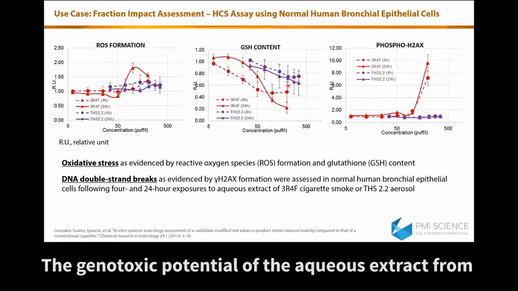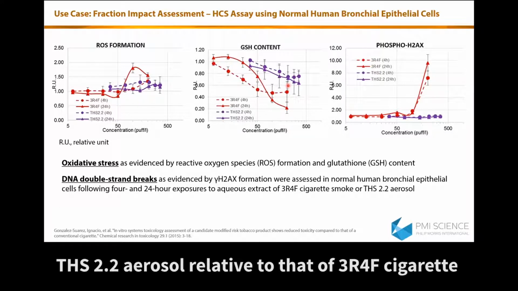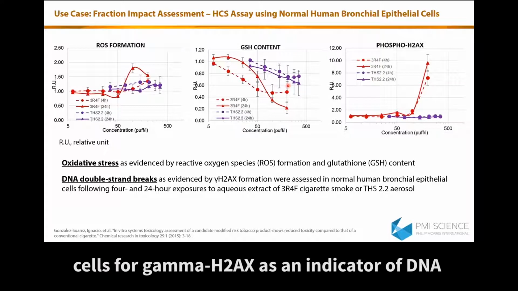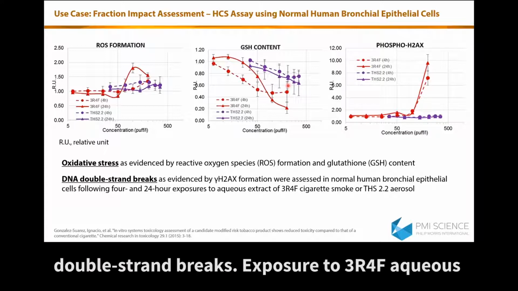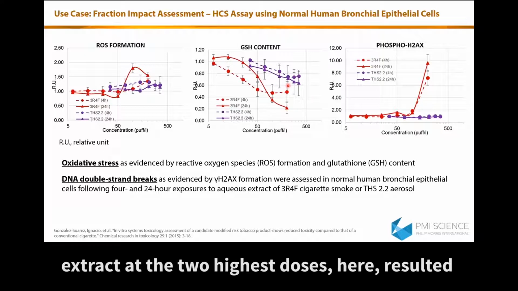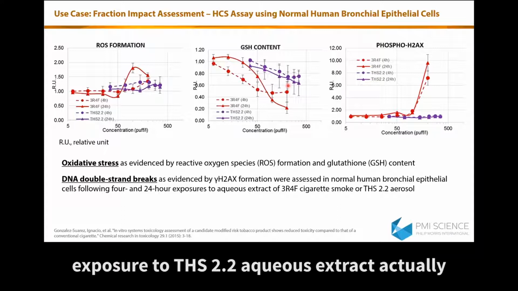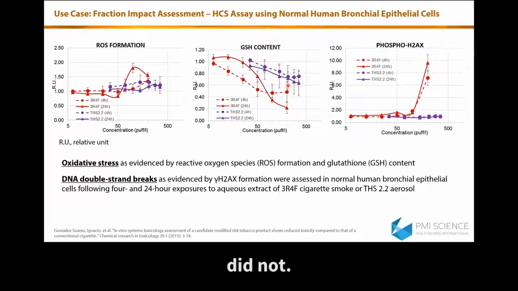The genotoxic potential of the aqueous extract from THS 2.2 aerosol relative to that of 3R4F cigarette smoke was then evaluated by immunostaining of cells for gamma H2AX as an indicator of DNA double-strand breaks. Exposure to 3R4F extract at the two highest doses here resulted in an increase in gamma H2AX signals, while exposure to THS 2.2 aqueous extract actually did not.